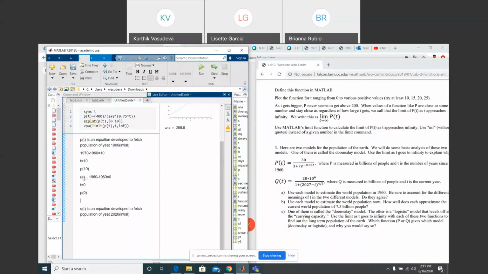Okay, now using Q of t. When it comes to Q of t, you are finding the population for the current year. That means to find the population in the year 1960, you have to go back how many years? 1960 minus 2020, where 2020 is your Q of t's formula. That is nothing but negative 60. So you have to find Q of negative 60 there. That completes your A, third question, A part.